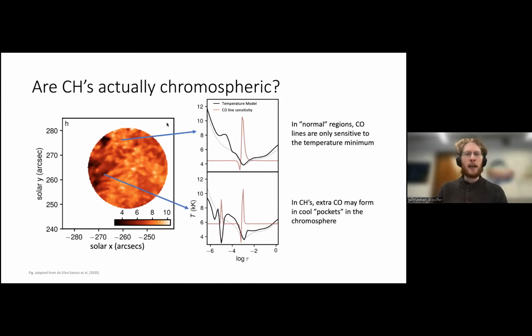However, if we try and model the atmosphere above one of these chromospheric holes, we find that the observations are consistent with pockets of cold gas in the chromosphere, just like the 2D simulation earlier, and that those regions should have significant molecular formation. And so therefore, if chromospheric holes actually show the presence of chromospheric gas like this, then they should show enhanced CO absorption there compared to nearby regions.